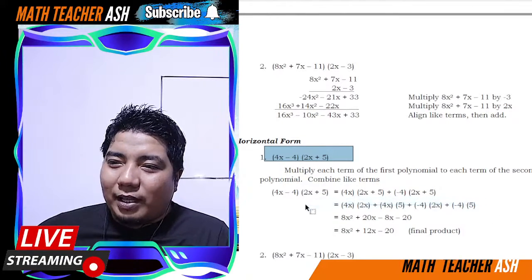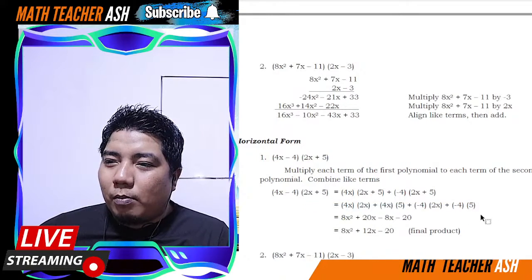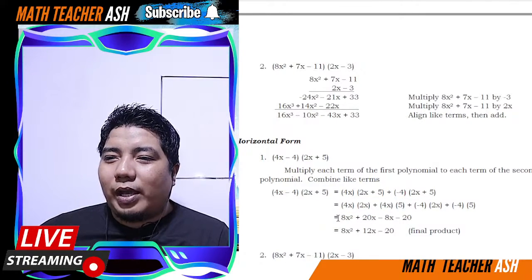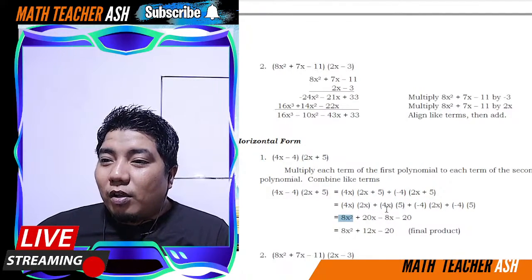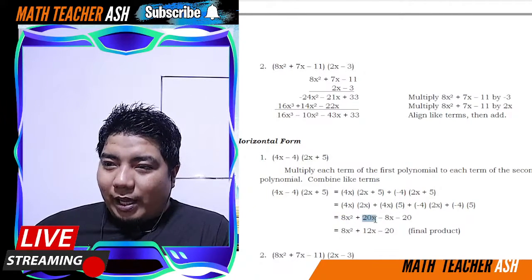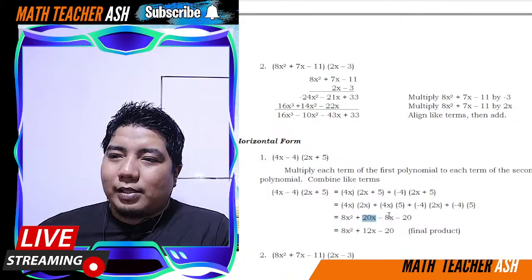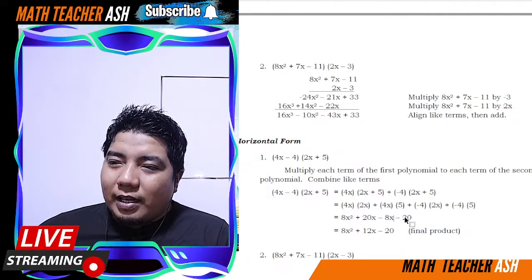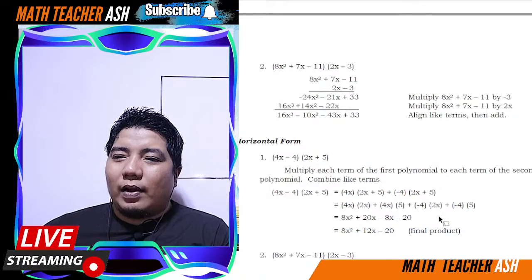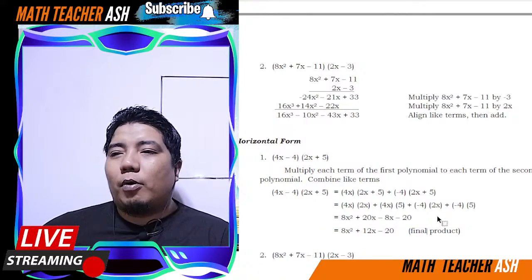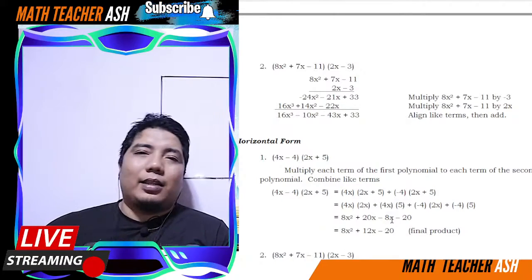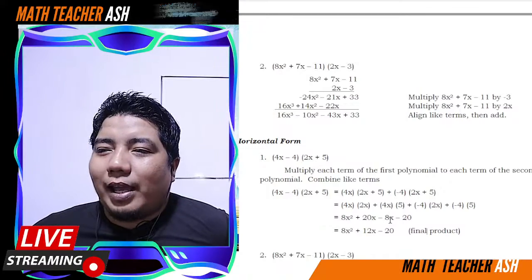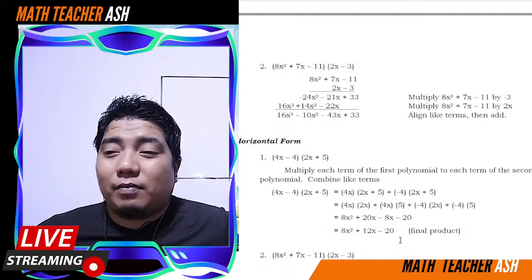Now, after you write this, the pairs that will be multiplying with each other, all you do is simplify. So, 4x times 2x is 8x squared. 4x times 5 is 20x. Negative 4 times 2x is negative 8x. Then, negative 4 times 5 is negative 20. Now, the question is, is this the final answer? Not yet. Why? Because 20x and 8x are like terms, so you can combine them. So, 20x minus 8x, the answer is positive 12x.